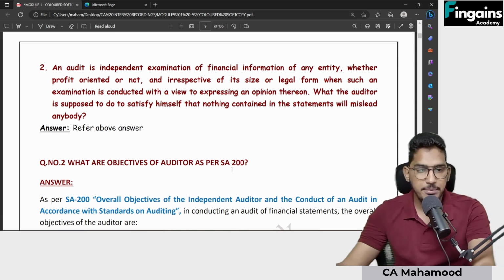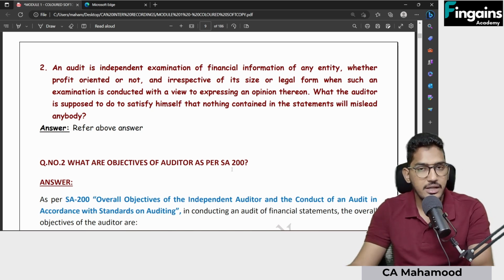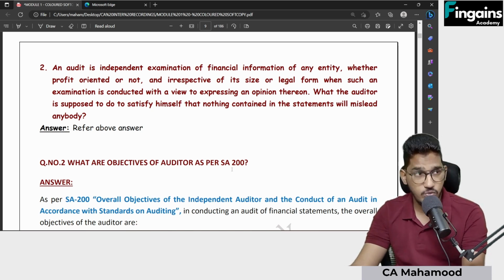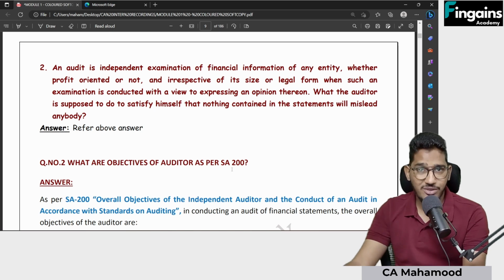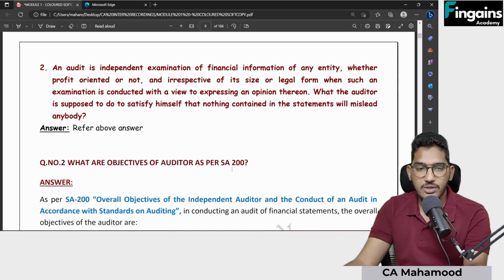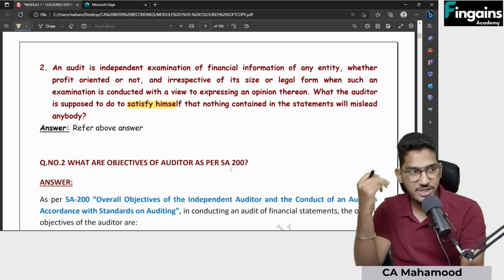An audit is independent examination of financial information of an entity, whether or not profit oriented, irrespective of its size or legal form, when such an examination is conducted with a view to express an opinion. Nothing but first they have given the definition of audit. Next, what is the question they are asking? This is not the question, they have given the definition. Now comes the question. What is the auditor supposed to do to satisfy himself that nothing contained in the financial statements will mislead anybody? Once again, the question is the same.